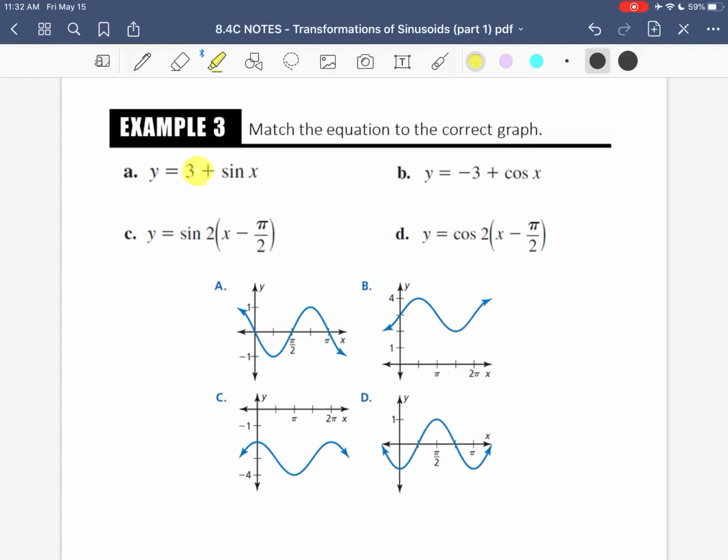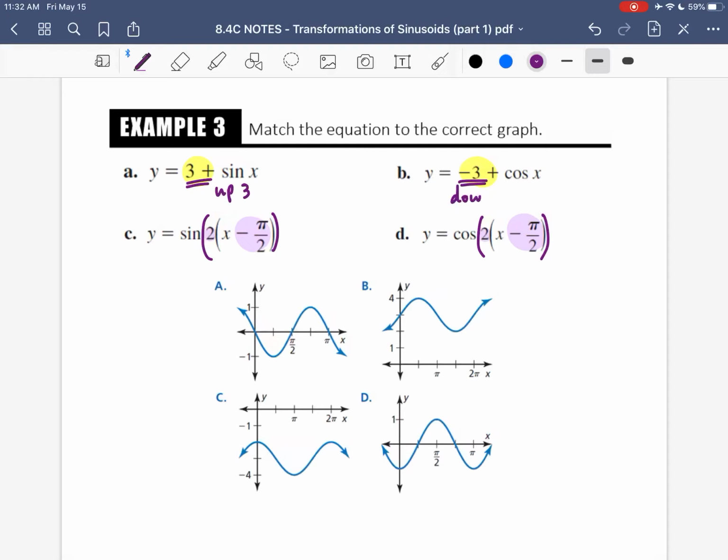All right, example 3. So in this example, we have some vertical translations going on. We have this 3 plus and this negative 3 plus, and I'm also seeing some horizontal translations. We're adding and subtracting in here by the x. Also, not a phase shift, but we're changing the period in C and D with that 2 inside of our sine and cosine function.